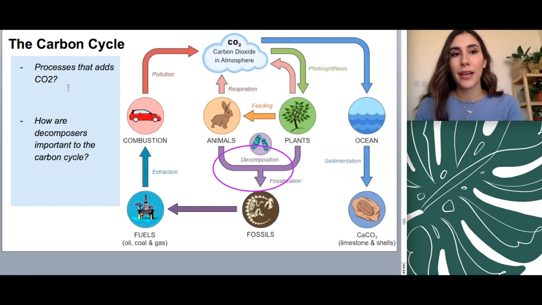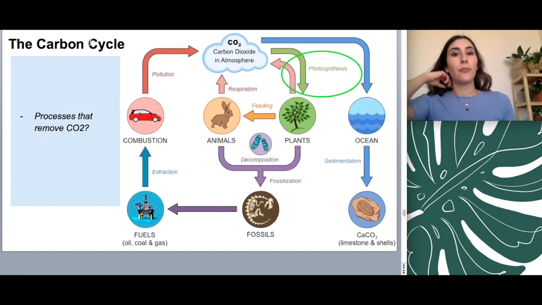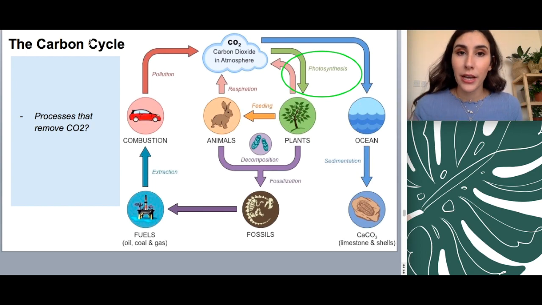So decomposition adds carbon dioxide back into the atmosphere indirectly. Once again, we see that. And it is important for the carbon cycle because it is able to break down the carbon that is stored in the bodies of these organisms once they die, so that the carbon can go back into the soil and then eventually find its way back to the atmosphere. All right, next we're going to be looking at processes that remove carbon dioxide from the atmosphere.